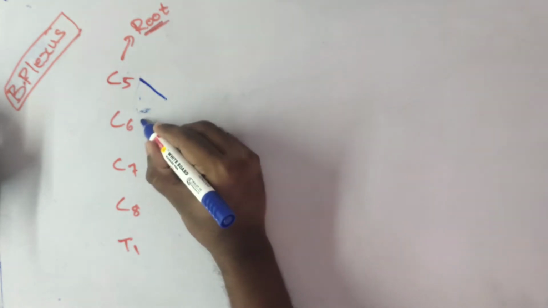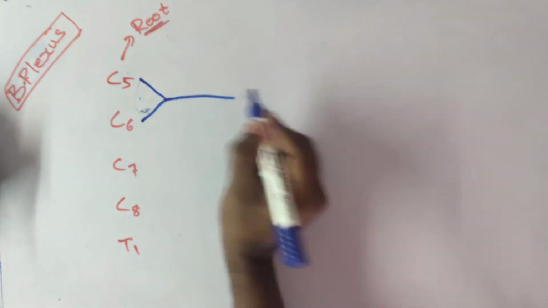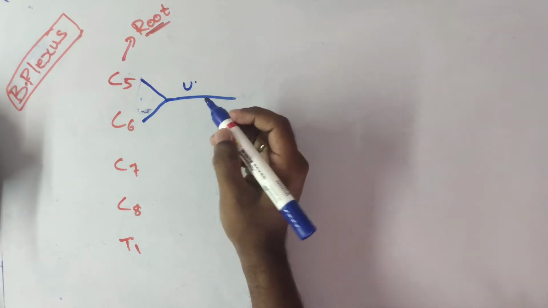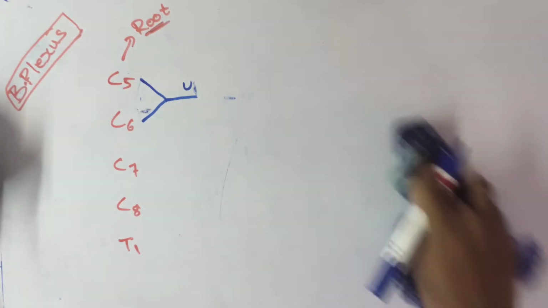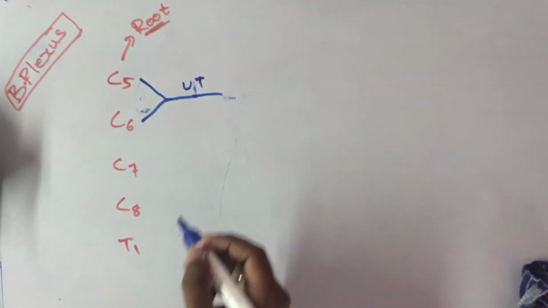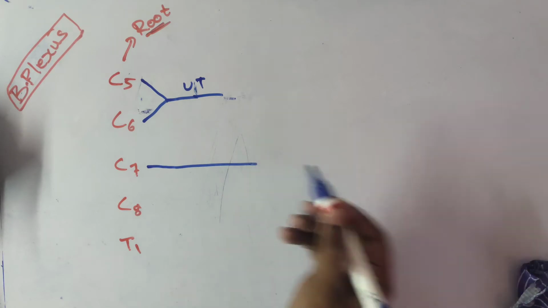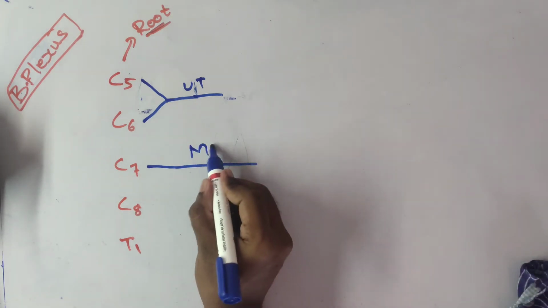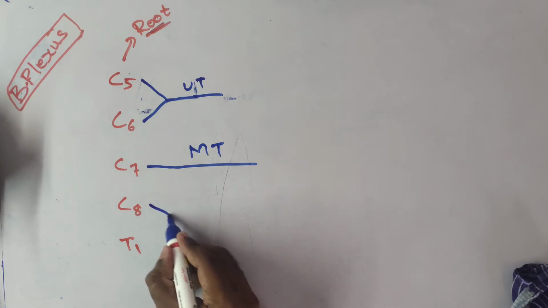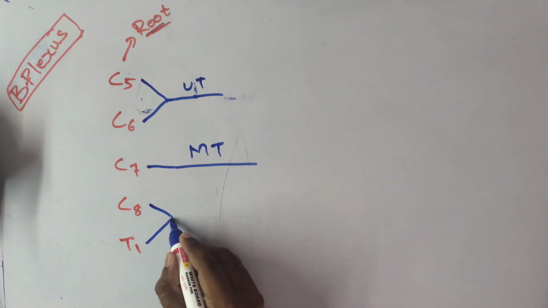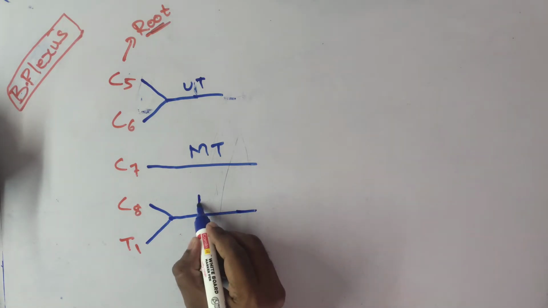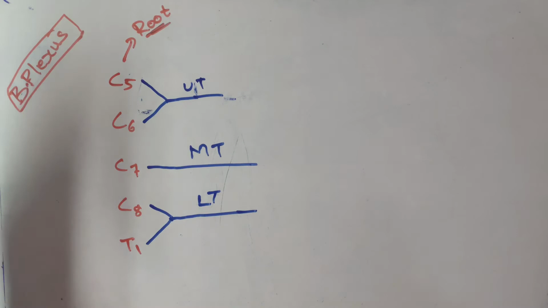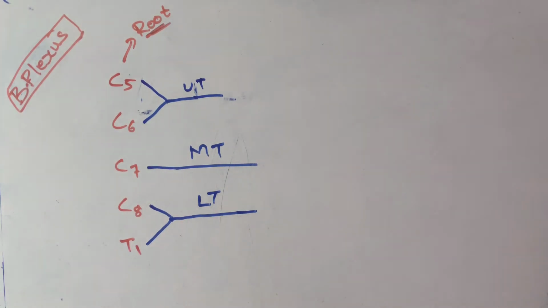From C5 and C6, joining of C5 and C6 forms the upper trunk, and C7 alone forms the middle trunk, and joining of the C8 and T1 roots forms the lower trunk. See, joining of C5 and C6 forms the upper trunk, C7 forms the middle trunk, and C8 and T1 form the lower trunk.